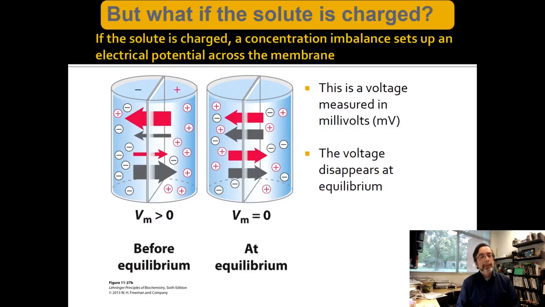This is a good example of when you have a voltage imbalance. If you allow the salts to move across the membrane, they will eventually come to equilibrium, where you have an equilibrium not necessarily of concentrations, but an equilibrium of charges when it comes to this particular measure.